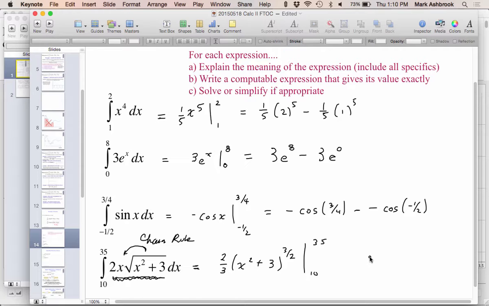Well, we know that in the chain rule the 2x pops out, so we're not going to have that 2x, right? It's going to come from that x squared plus 3. So it's really just the power rule on that square root, right? So it's going to be 2/3 times x squared plus 3 to the 3 halves, from 10 to 35. So that's what we're going to do next.